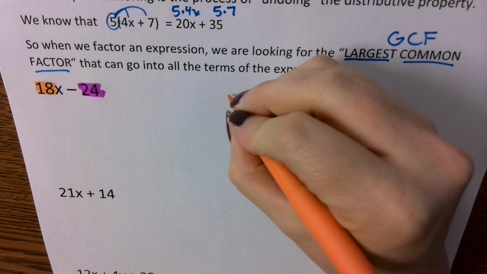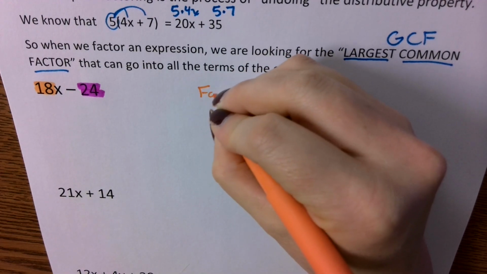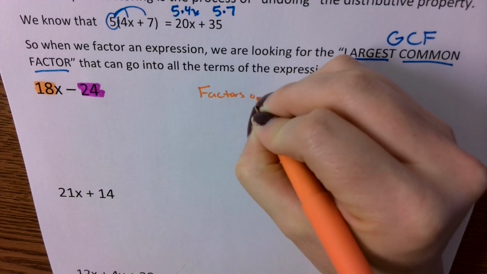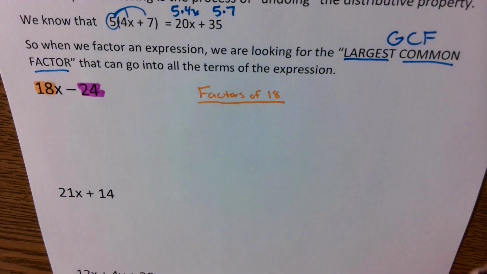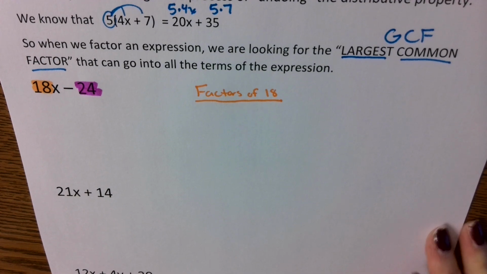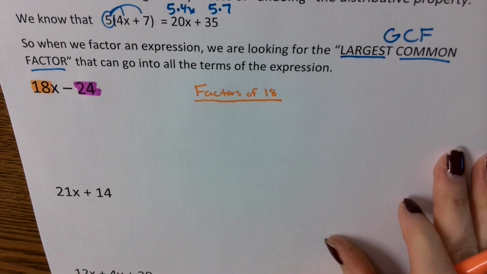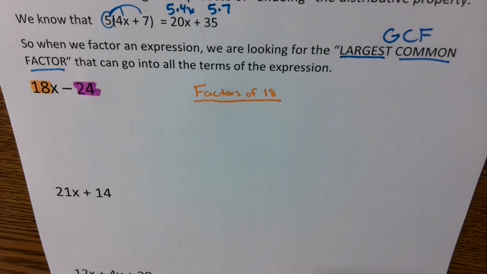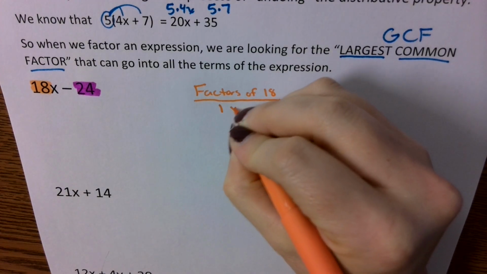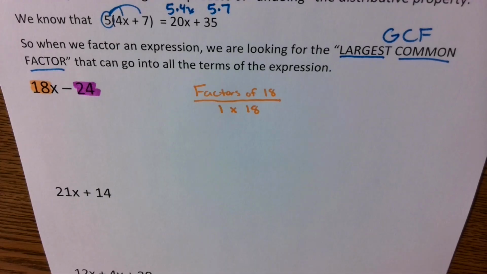So when we're talking about the factors, when I say I want to know what are the factors of 18, that means I want to know what times what is going to equal 18. And that has a lot of different factors. We're going to start always in numerical order. Start with 1. 1 times 18 will equal 18.